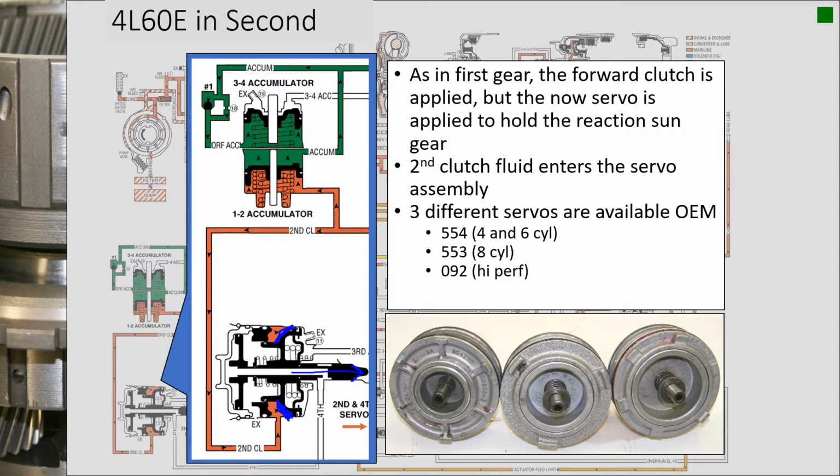We actually have 3 different servo assemblies. There's actually 4 different, but I only have pictures of 3. And I don't remember the number of the 4th. It has a different number, and it lives in between these 2. This was termed a high performance or Corvette servo. It has the 092 stamp, the last 3 digits of the part number, on it. And it has the greatest surface area.